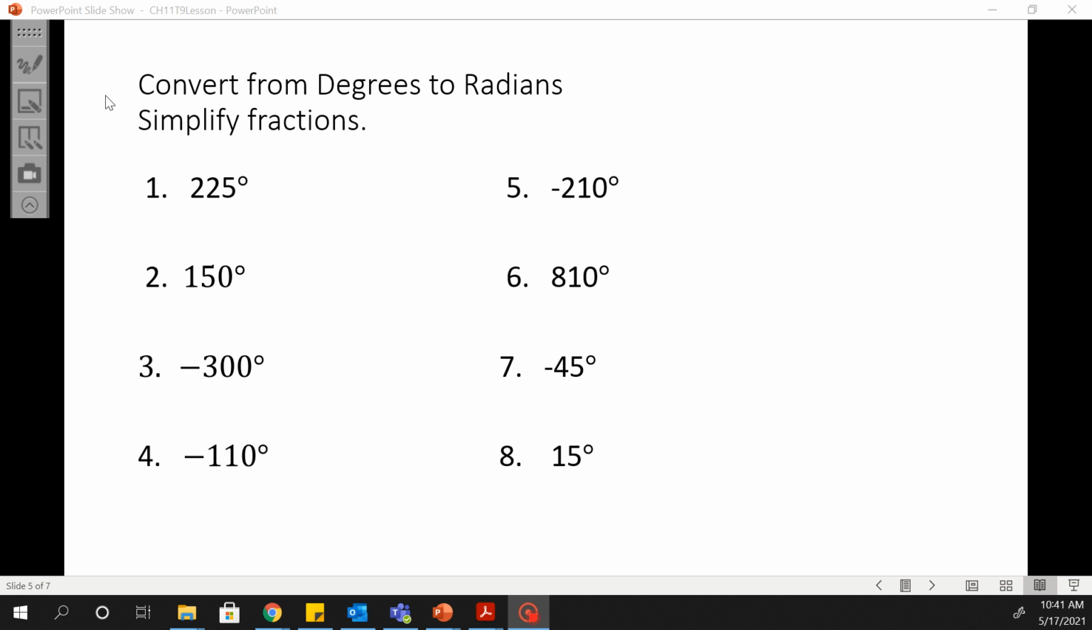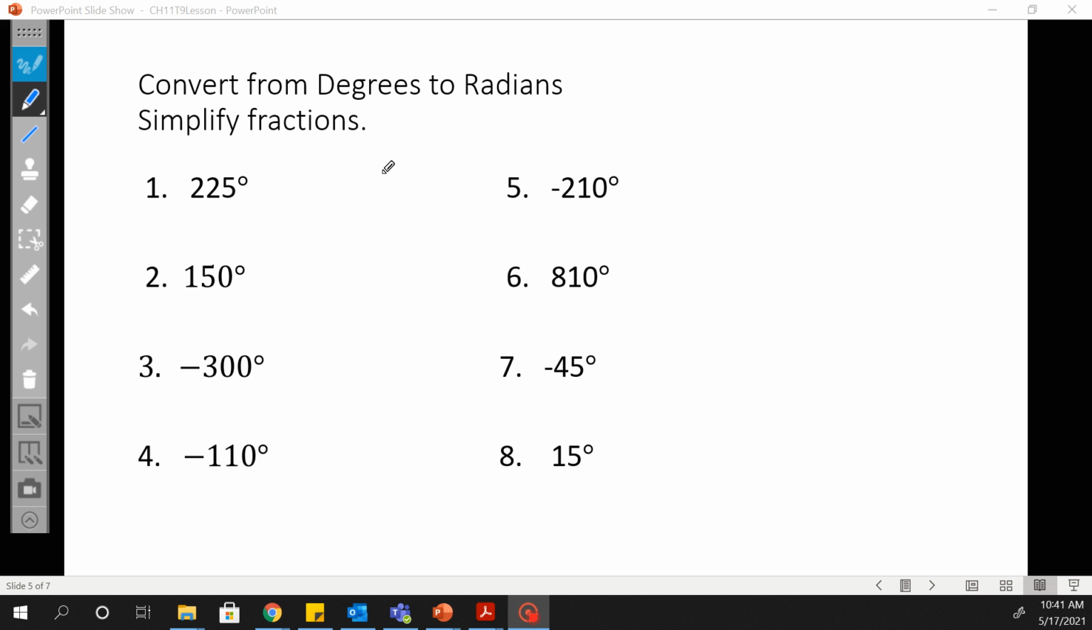Okay, we've got a couple of problems here that we're going to go through. These first ones we're converting from degrees to radians. So we'll be multiplying them by pi over 180 degrees. Degrees cancel. So we got 225 pi over 180, and 225 over 180 simplifies to 5 pi over 4.